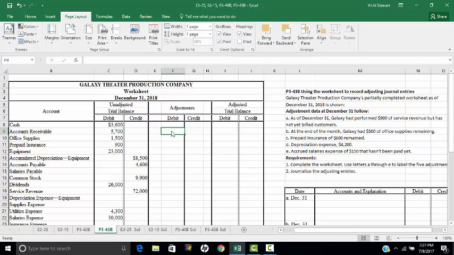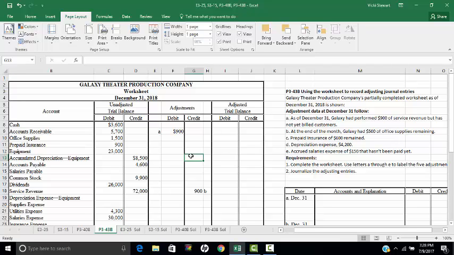Our first information in A states that as of December 31st, Galaxy had performed $900 of service revenue but has not yet billed customers. So that means that we need to debit accounts receivable and credit service revenue for $900 to accrue that revenue.